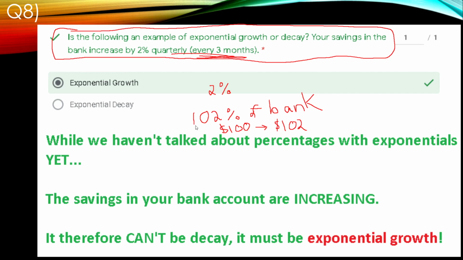So 102%, this percentage can actually be converted to a fraction. It'd be 1 and 2 over 100th. And it turns out that this is actually just our growth factor in this case. This is our base, and then we have our exponential here.